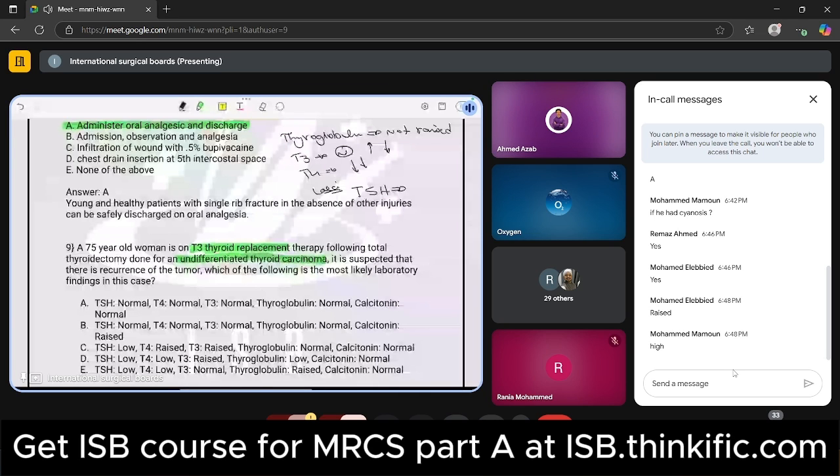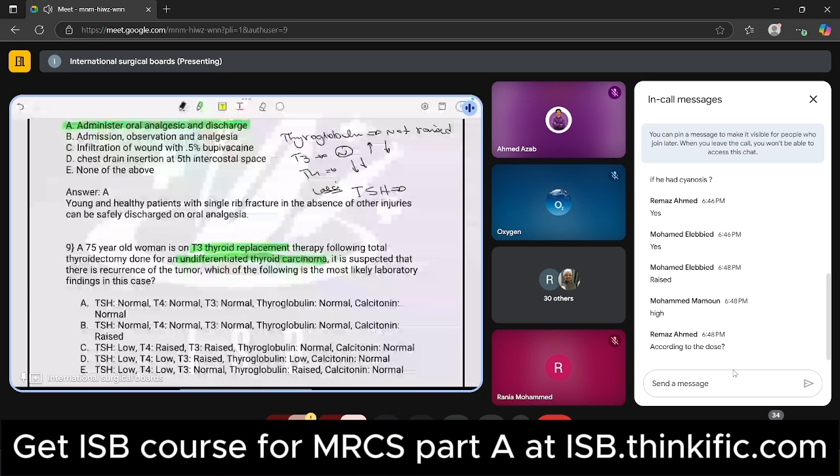Dr. Ahmed said TSH will be high. Okay, yes, that's okay. All right. Any other idea? Anyone else? I think it will be low. It will be low. Okay. Any other possibility? Yeah, so Dr. Rimas said according to the dose, which is correct, yes.